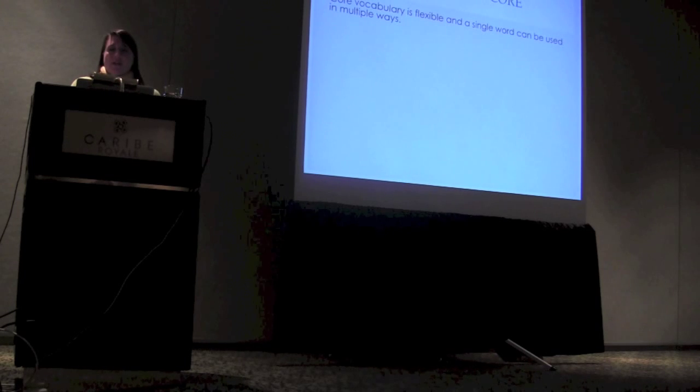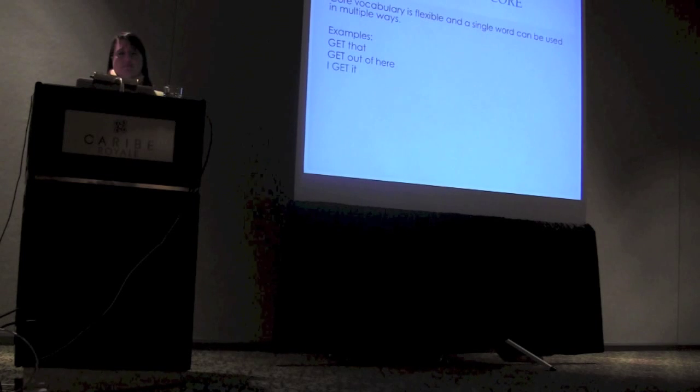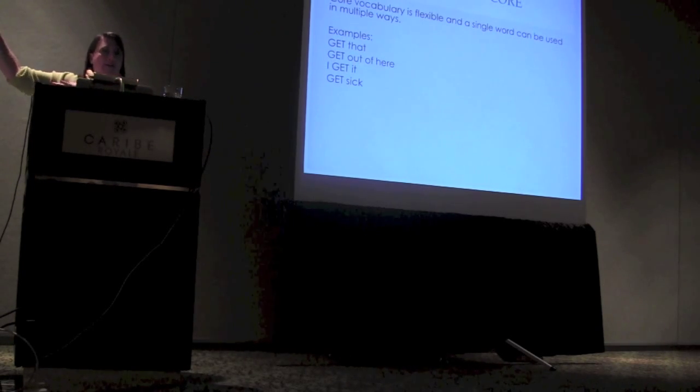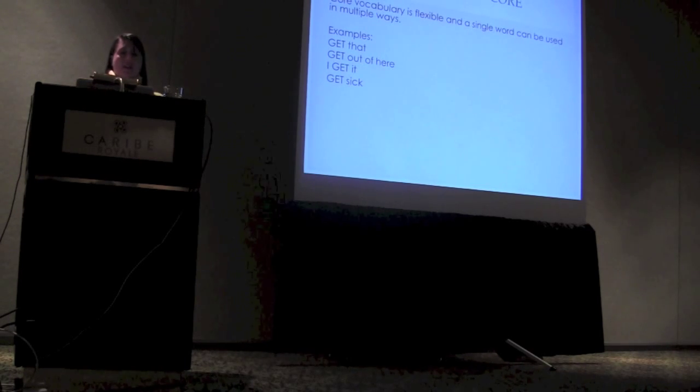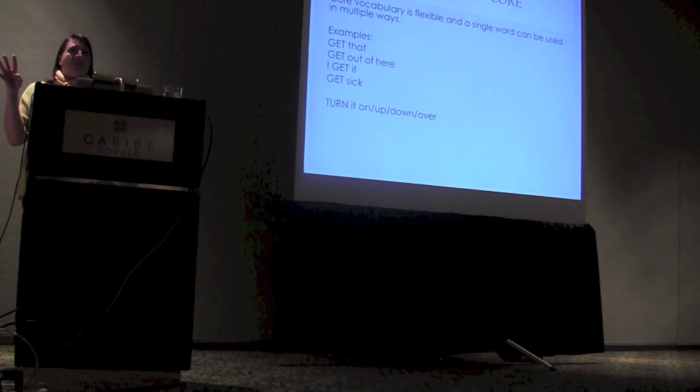Okay. So let's talk about the flexibility of core. That was one of the points that I talked about before, was that it's flexible. So think about the different things that you can say with the word get. You can say, get that, right? Get out of here. I get it. You can get sick, right? So get means to obtain. It means to get out, to leave. It means to understand. It means to become, right? So that's 4 different uses. If I have the word get in my system, I could have 4 different things that I could say with that.